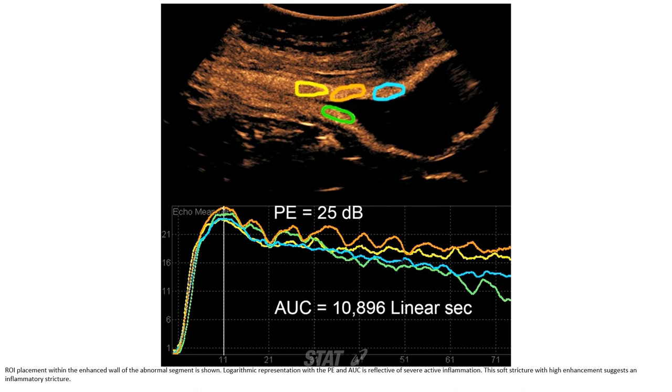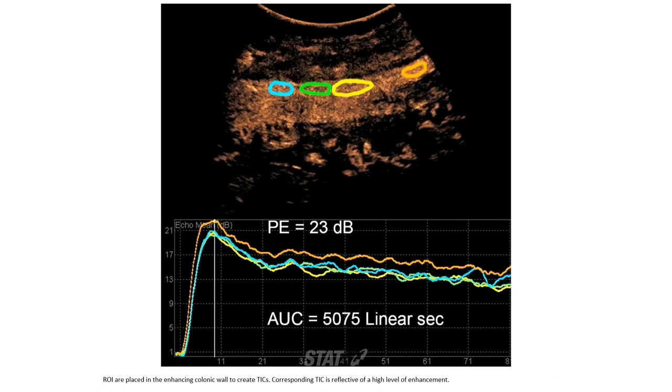An ROI placed within the inflamed wall of the abnormal segment is shown. The logarithmic representation with the peak enhancement is reflective of severe active inflammation. The stricture with high enhancement suggests an inflammatory stricture. Again, this is the ROI placed in the enhancing bowel wall to create the TIC. The corresponding TIC is reflective of a high level of enhancement.